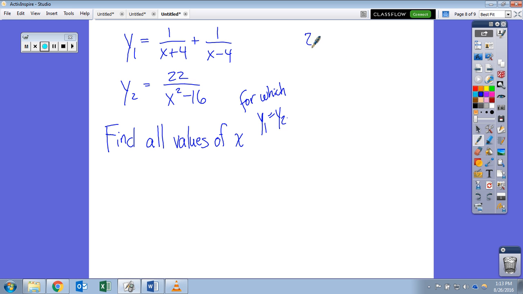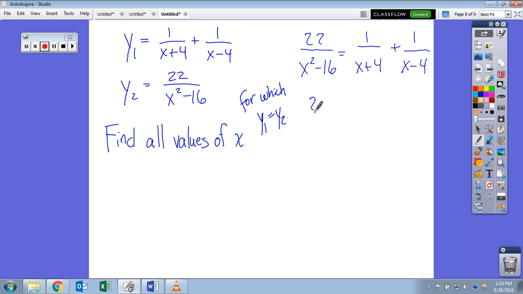So we have 22 over x squared minus 16 equals all of this right-hand side here: 1 over x plus 4 plus 1 over x minus 4. Next step? x squared minus 16 is those two. Very good, you split it up. What is this called? The name makes sense. It's a difference of two squares. There you go. Very good.